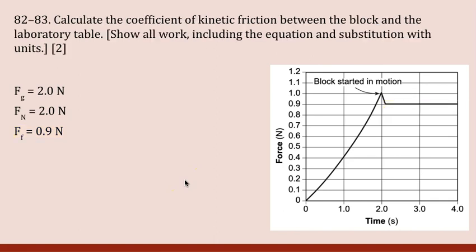Moving on to question 82 and 83, it says calculate the coefficient of kinetic friction between the block and the laboratory table. So these are the three values that I know. I'm supposed to be looking for coefficient of friction, or coefficient of kinetic friction. So I wrote mu equals question mark.